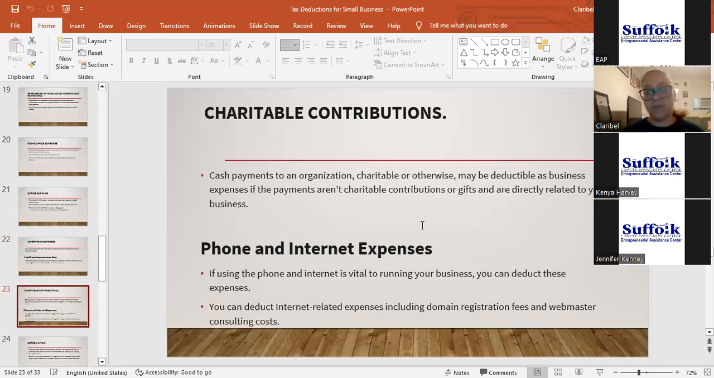Charitable contributions, if you donate to charity, you can deduct it. Phone and internet expenses you can deduct. Obviously, they're going to say it has to be used for business. If you have a home office, you have to decide what percentage of this phone is being used for business and deduct that percentage of your bill. Same with the internet.